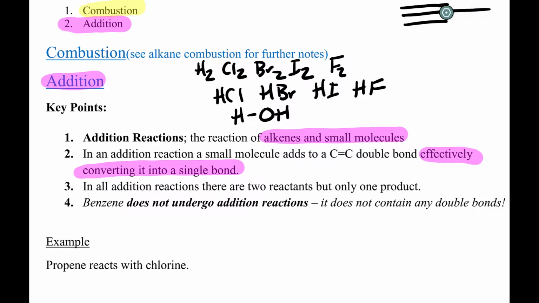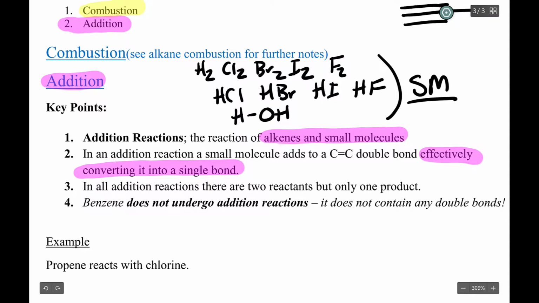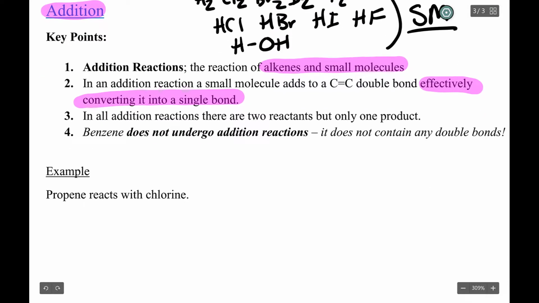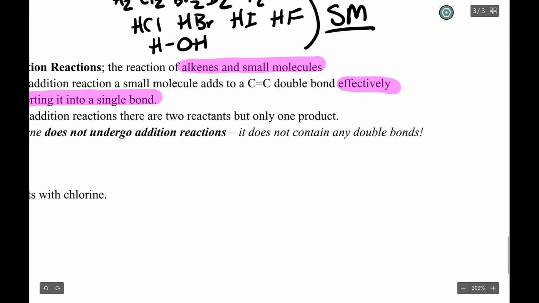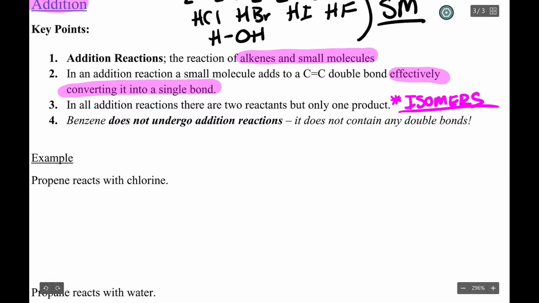Okay, so essentially the entire small molecule, again, I'm going to call these small molecules, adds into the double bond. The key part is one atom goes to one carbon in the double bond and one atom goes to the other carbon in the double bond. They cannot go to the same carbon. Now, in all addition reactions, generally there are two reactants but only one product. There is a little bit of an asterisk here, except if there are isomers. So if there are isomers being produced, then there is more than one product. We're going to stick to something very simple where there really is only one product.